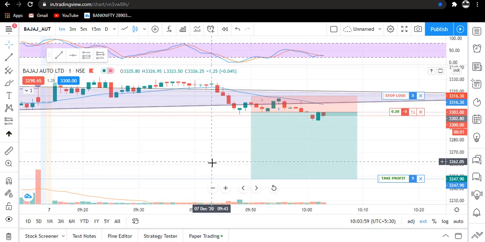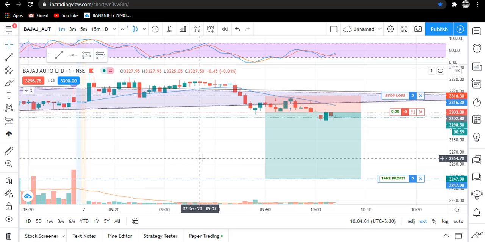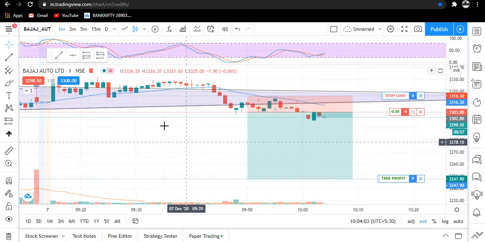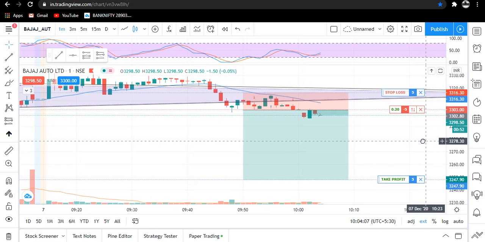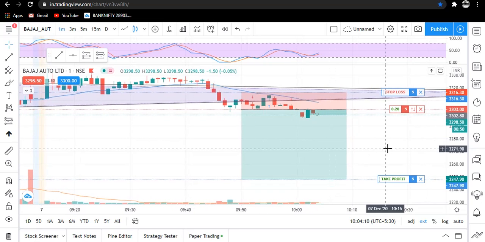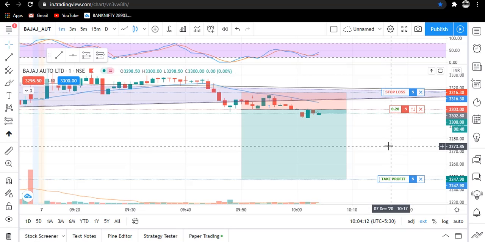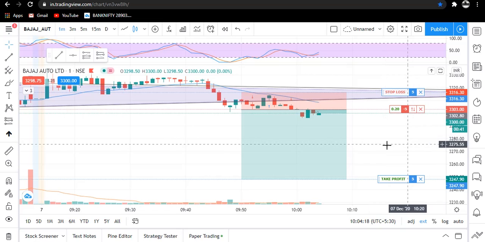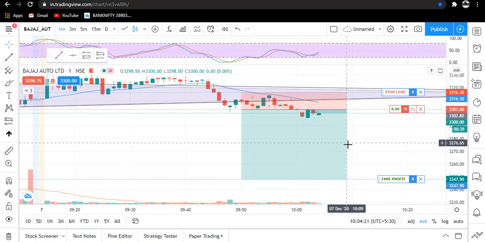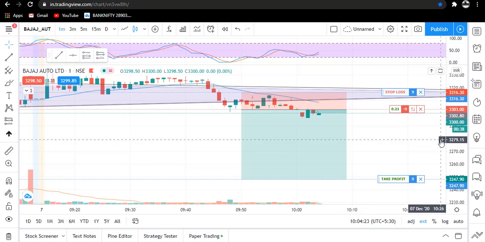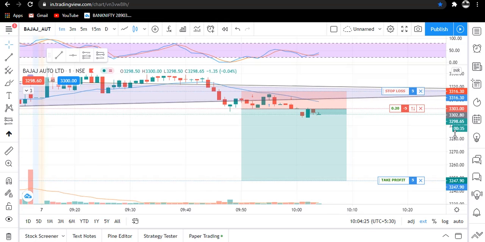Now coming on to today's trade, traders, I have taken a trade today in Bajaj Auto. You can see our trade is going on and we are aiming for a risk reward ratio of 1:4. Today I am on the bearish side in Bajaj Auto and I have sold 5 quantities by maintaining my maximum risk appetite of 100 rupees.